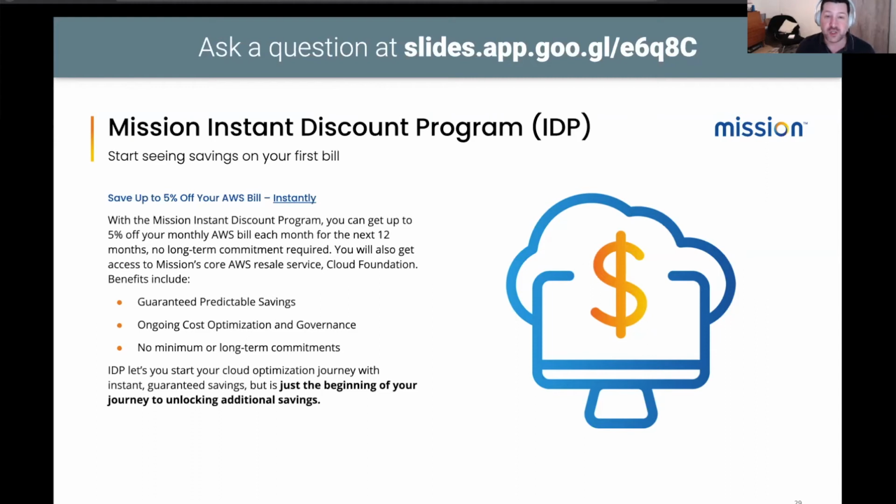And there are opportunities to work with us to drive more savings over time, which, based upon the case studies earlier, you can see that we're pretty good at. A couple of months ago, we onboarded a customer into Cloud Foundation and IDP, and we were able to drive down their cost by 15% within weeks, which is pretty exciting. So you get all the benefits of Cloud Foundation, and you get guaranteed predictable savings with the IDP program with no commitment.